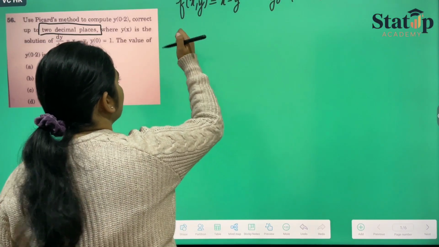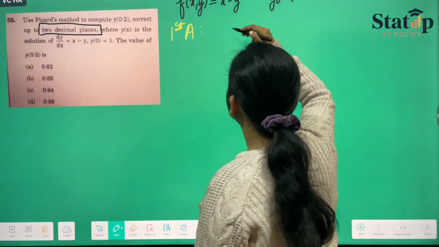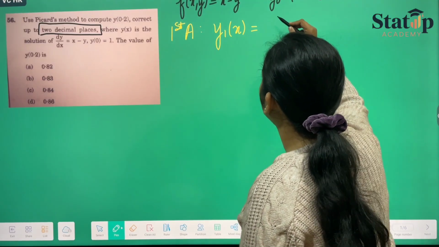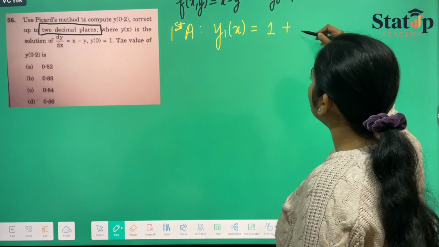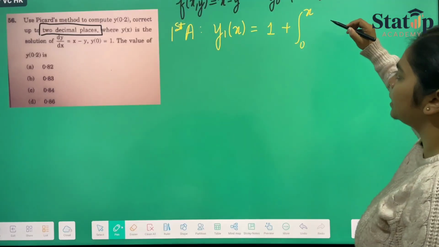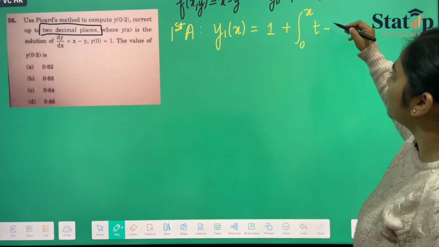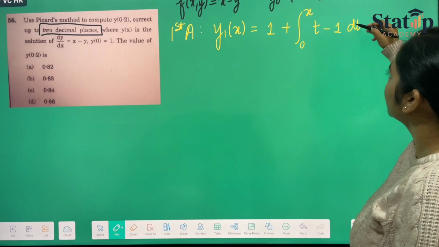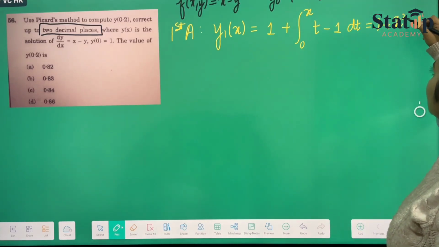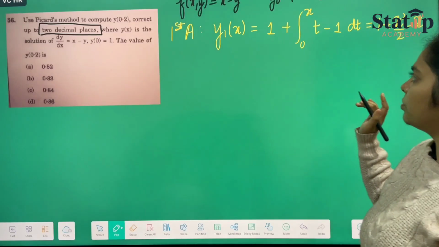So first of all, let us see if it comes in first approximation only. If I calculate first approximation, which will be y1(x), it should be equal to y naught, which is 1, plus integration from x naught, 0, to x of f(t, y naught(t)). That is, t is x and y naught(t) is 1, dt. If I solve it, I'll be getting 1 plus x square by 2 minus x. This will be the first approximation.